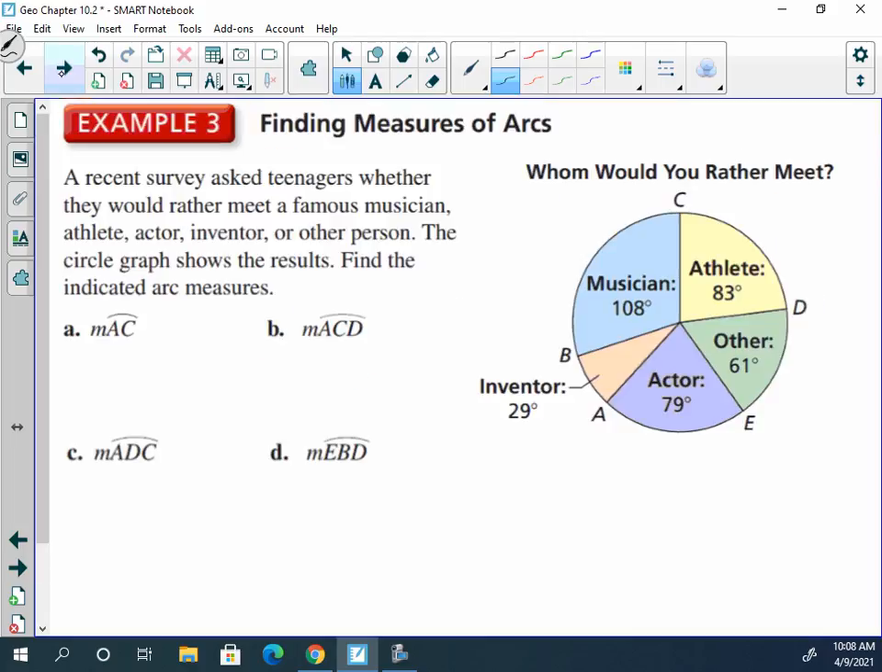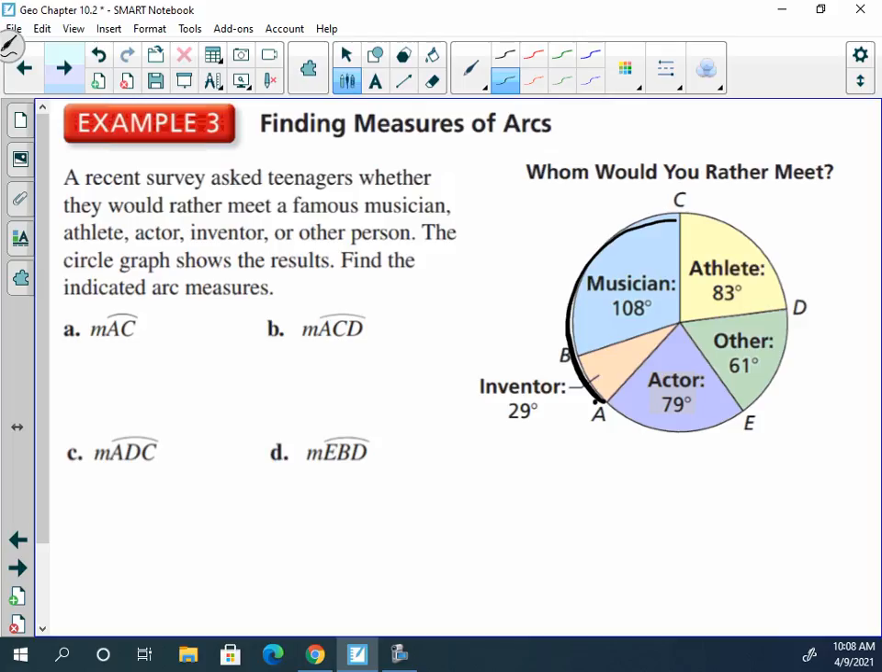Let's look at one more. This one here is a little bit of an application, but I have a feeling you'll feel comfortable with these here, yes? So, a recent survey asked teenagers whether they would rather meet a famous musician, athlete, actor, inventor, or other person. The circle graph shows the results. Find the indicated arc measures. So, we're looking at this here, so we want to find AC. How many want to meet an inventor or a musician?